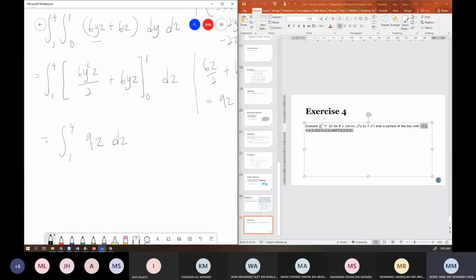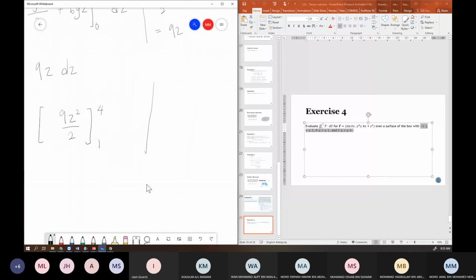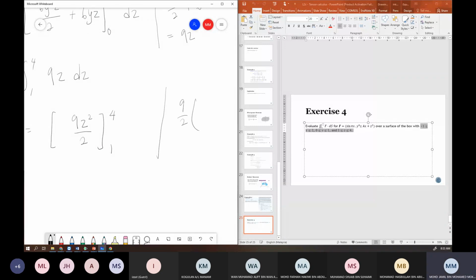And then integrate with respect to z. So we get 9z squared over 2, evaluate from 1 until 4. So kira kat tepi. So we get 9 over 2 times 4 squared minus 1. So here 16 minus 1. So we get 135 over 2. Okay, so jawapan I dia 135 over 2.